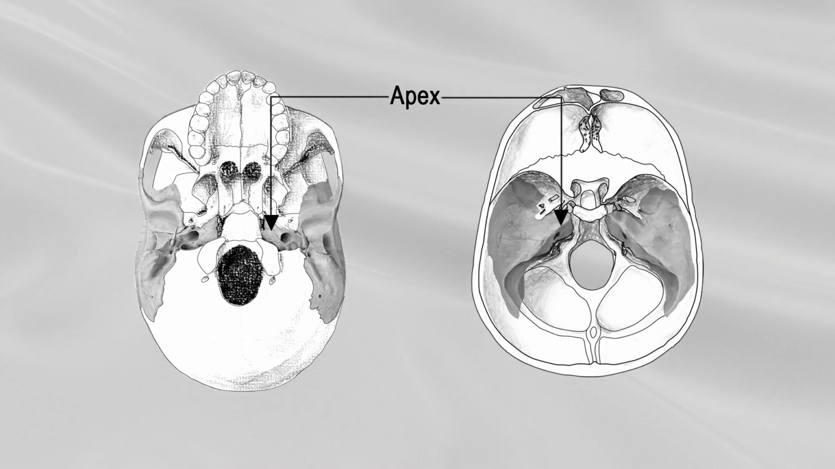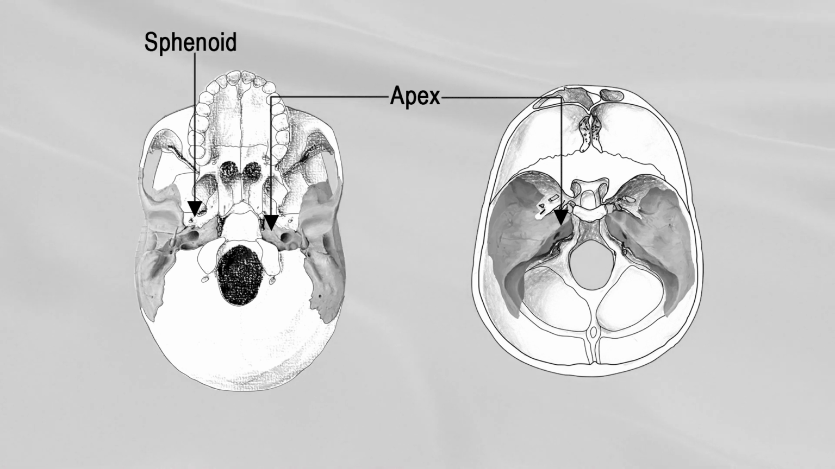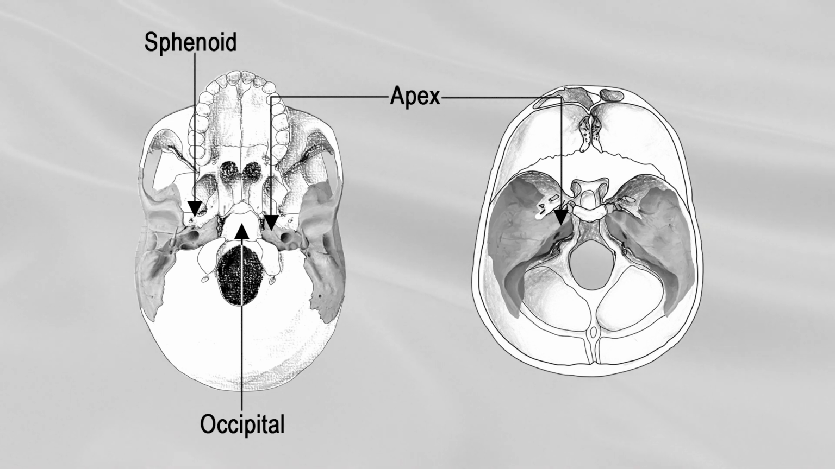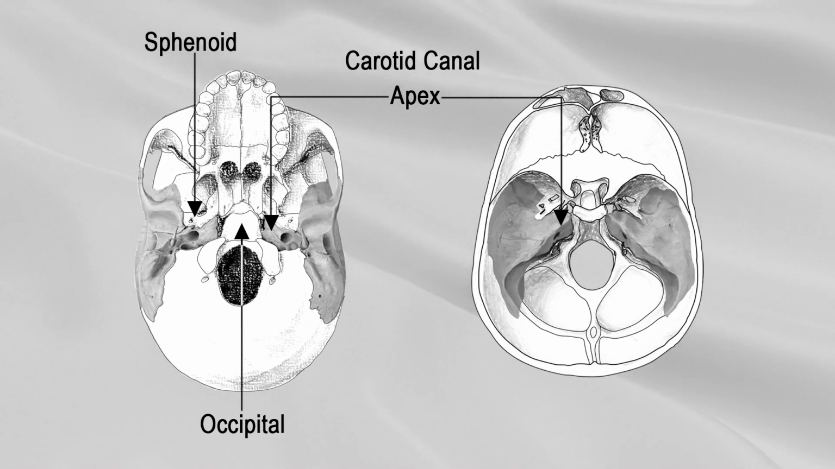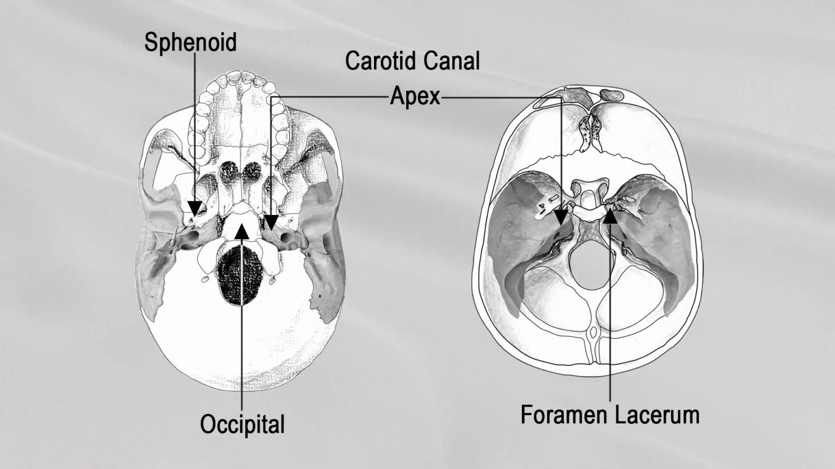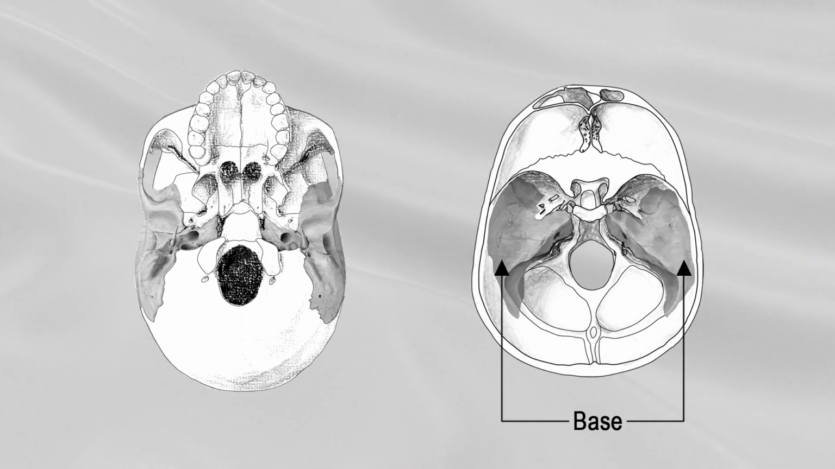The apex is received into the angular interval between the posterior border of the greater wing of the sphenoid and the basilar part of the occipital. It presents the anterior or internal orifice of the carotid canal and forms the posterolateral boundary of the foramen lacerum. The base is fused with the inner surfaces of the squamous and mastoid parts.